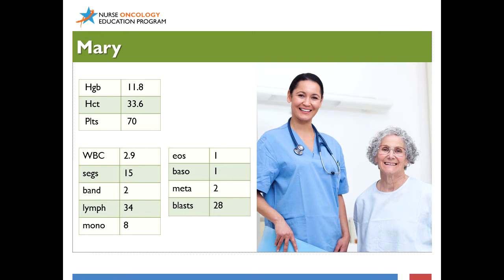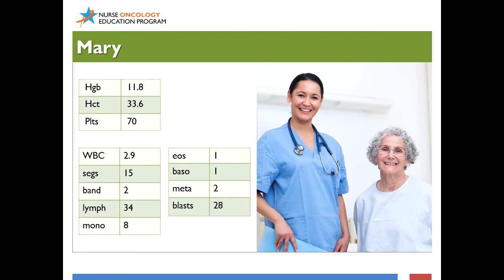So if we look at Mary as an example patient, she enters into your clinic and she has a CBC drawn, which is a complete blood count. We see that her hemoglobin is 11.8, her hematocrit is 33.6. She has platelets of 70, which are all pretty good numbers for a patient coming into your clinic.